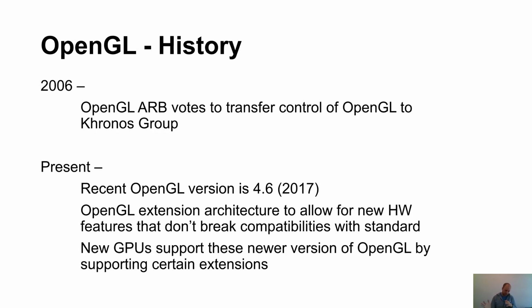Around 2006, the ARB voted to transfer OpenGL to the Khronos Group. We'll talk about the Khronos Group. They're a nonprofit organization made up of many, many companies.